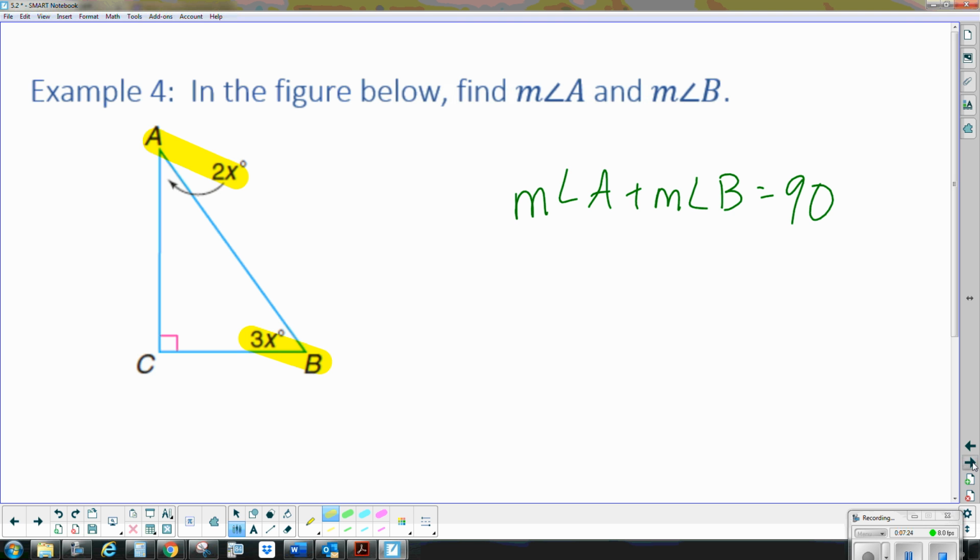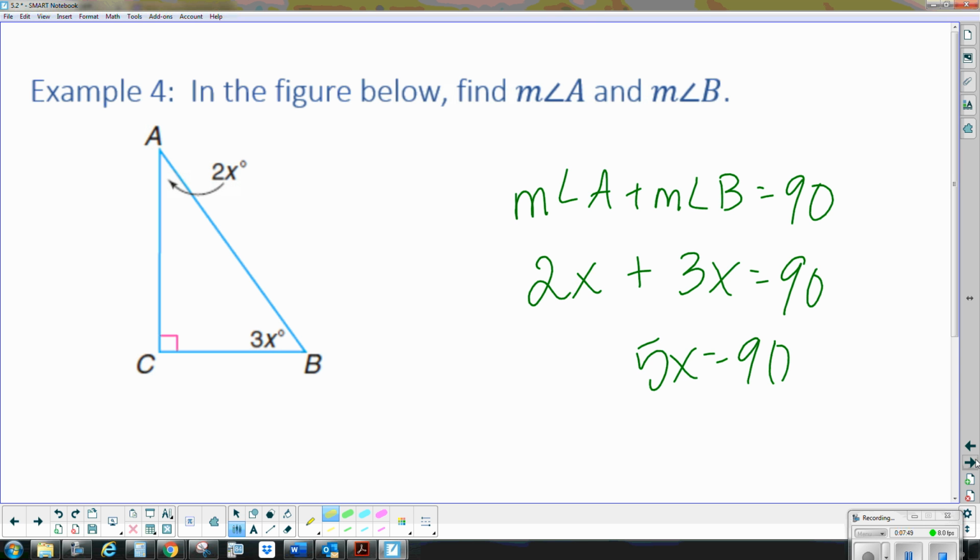So in order to solve for the measure of each of those angles, first I have to figure out what x is. So I'm going to rewrite my equation. Instead of saying measure of angle A, I'm going to say 2x. And instead of saying measure of angle B, I'm going to say 3x. So now I have this equation, 2x plus 3x is equal to 90. I have one variable. My variable is x. So I need to solve for that. So first I can combine like terms, and I get 5x is equal to 90. And then divide both sides by 5, and I get a value of x. X is equal to 18.